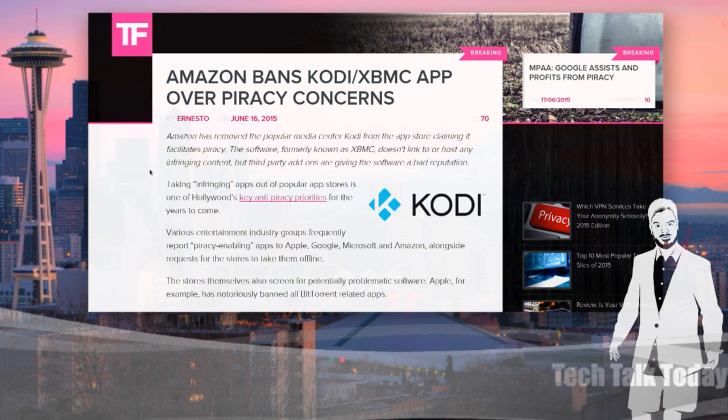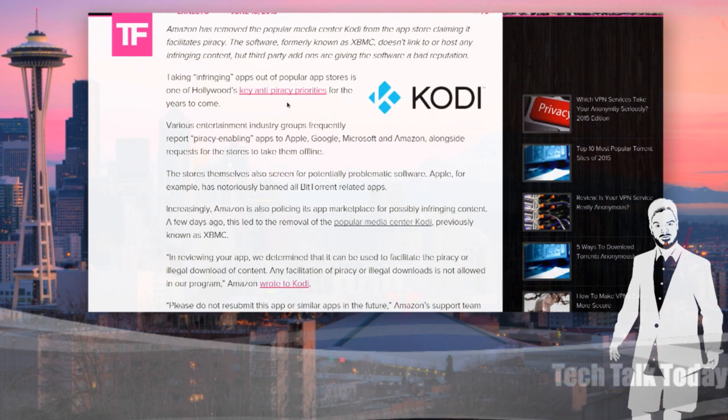Amazon has removed the popular media center Kodi from the App Store, claiming it facilitates piracy. Now, Kodi itself doesn't link to any infringing content. I guess there are some third-party add-ons that you could download and install. But this is extremely disappointing because the Fire TV is a good box, but its app selection is super weak and its local playback is non-existent unless you have DLNA set up or Plex. And it's not a very good Plex client, unfortunately. It's okay, it's good, but I was hoping it would be better. And so I was really, really looking forward to getting Kodi.